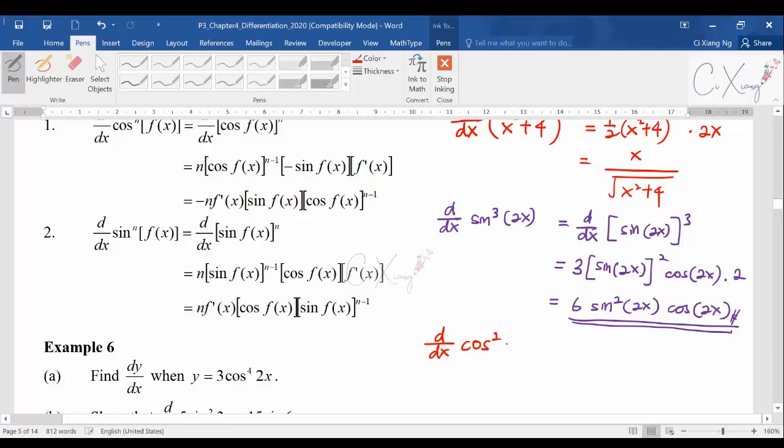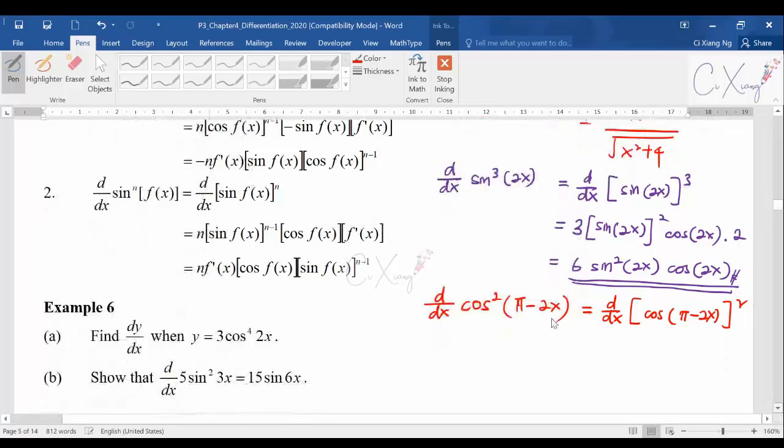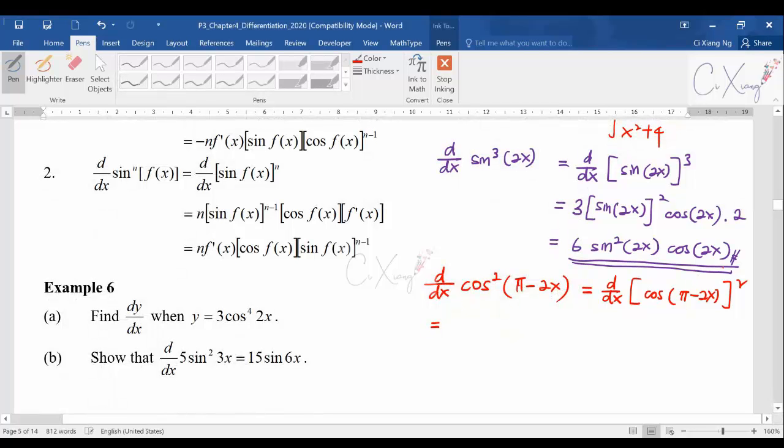Maybe we try cos square of pi minus 2x. So again, when I want to differentiate cos square of pi minus 2x, first you copy the expression of cos with a square outside. After that, differentiate a bracket with a power, so the power you put in front becomes 2. Copy back the angle, power minus 1. Then you differentiate cos. Differentiate cos, what do you get? You get negative sine. Copy back the angle again.